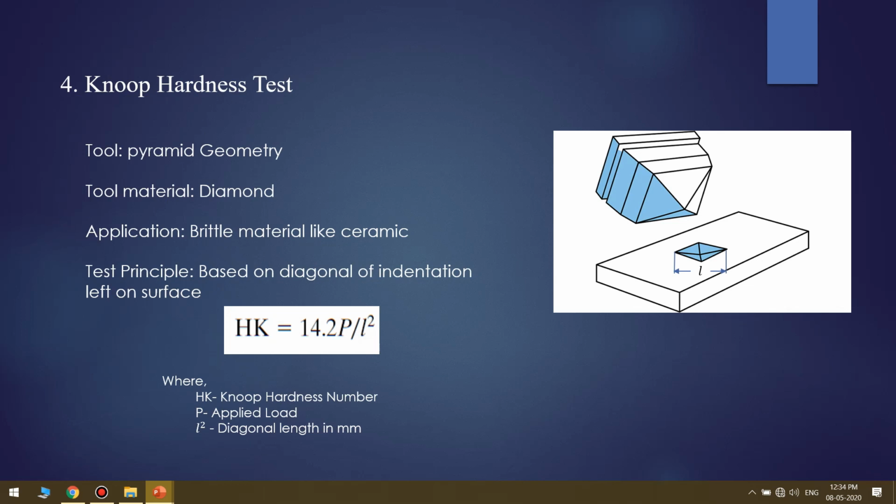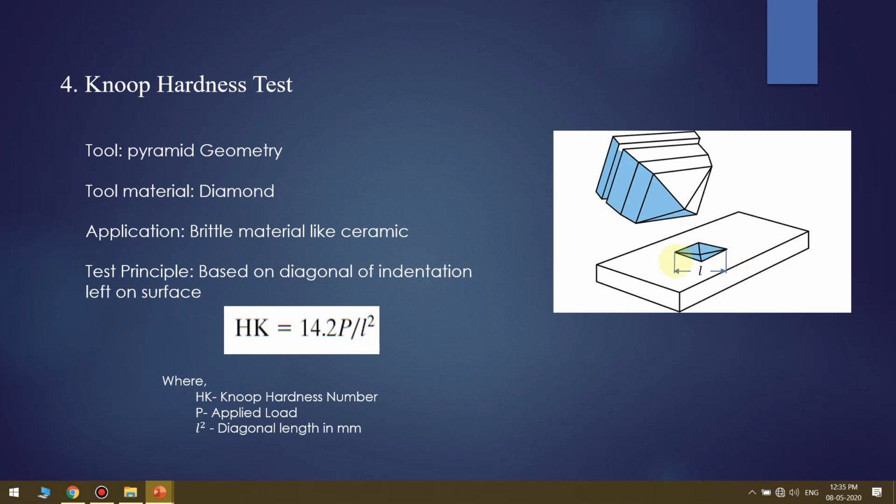Actually, this Knoop hardness test is very similar to the Vickers hardness test, but the difference is this Knoop hardness test is made in order to determine the hardness of brittle material like ceramic. Okay, and if you see the indenter, it also has pyramid geometry, and it is also made from diamond material. Okay, and we are also going to follow the same procedure just like Vickers hardness in the Knoop hardness test.